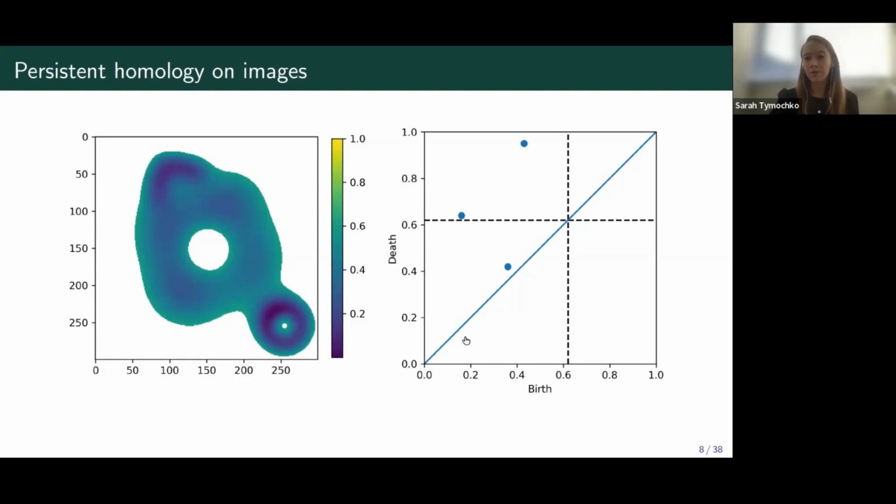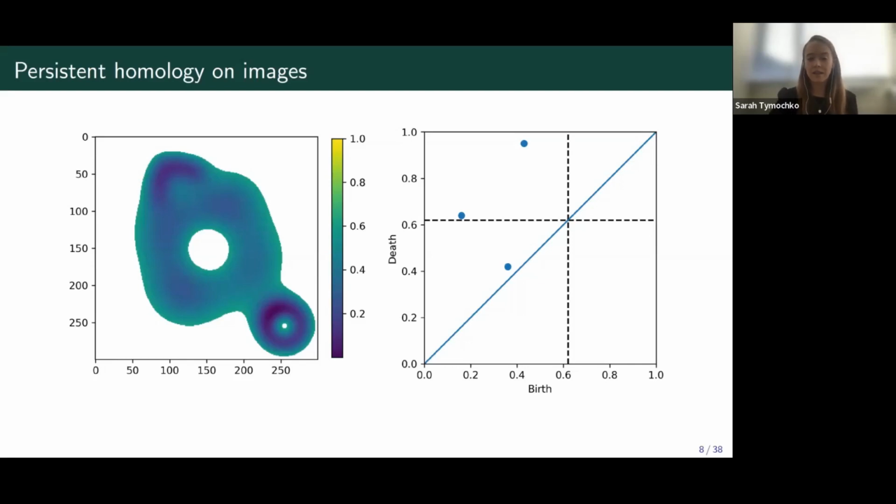So on the right, we have the one-dimensional persistence diagram where we're looking at what pixel value is a circular feature born, or does it first appear? And at what pixel value does a feature disappear or die?